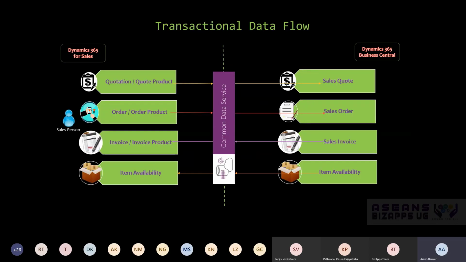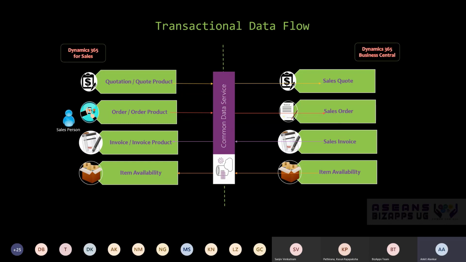Next we see is something called transactional data. So what would transactional be? It would be the quotations, the orders, the invoices, some item availability services and all, right? What happens is the quotation from CRM flows on to BC as a sales quote. Similarly, if you see, an order gets created inside CRM and flows on to BC. The invoices and invoice products actually get created from BC and just pass over to CRM. So we'll see the sales invoice flowing inside this, and finally see the end-to-end picture of it.